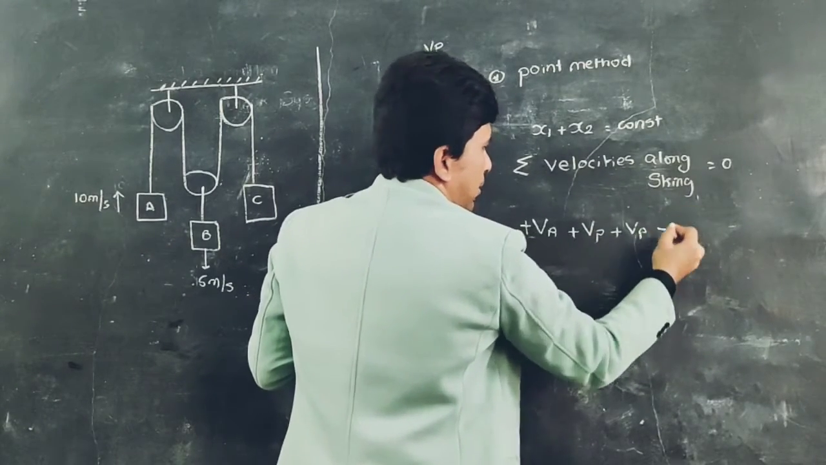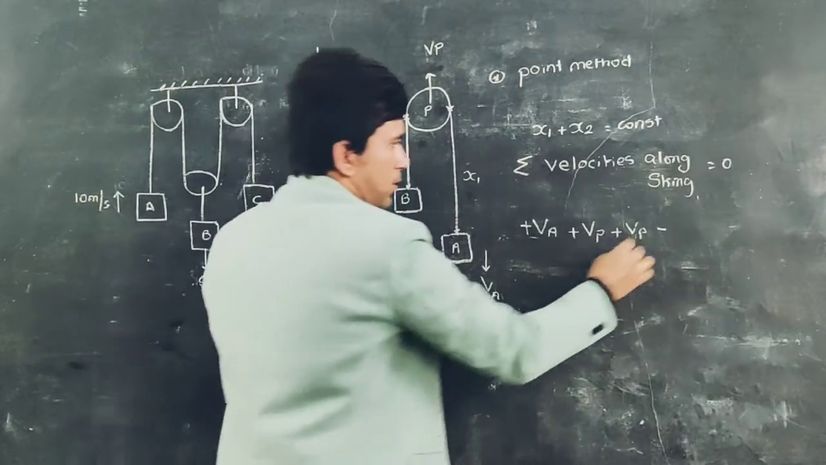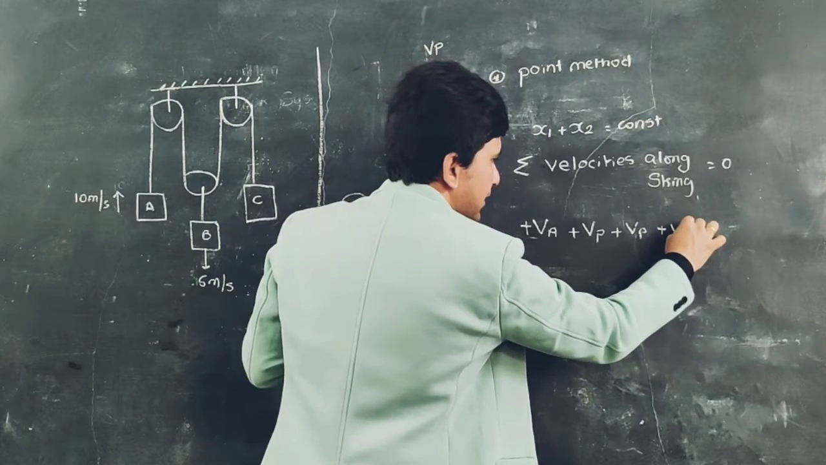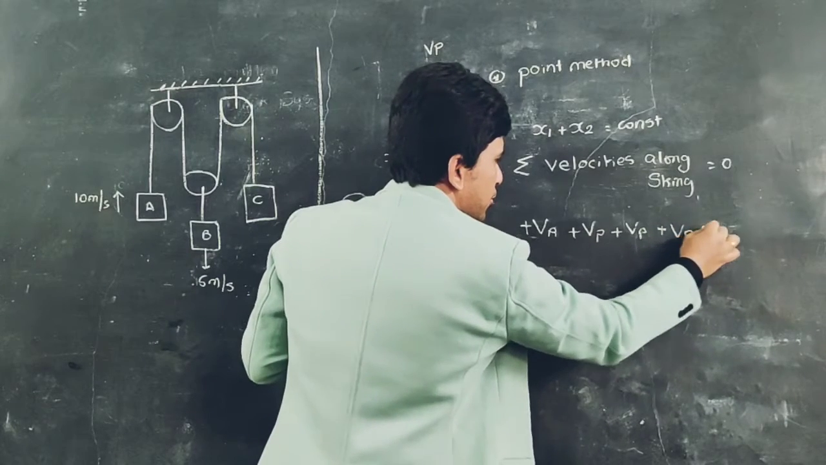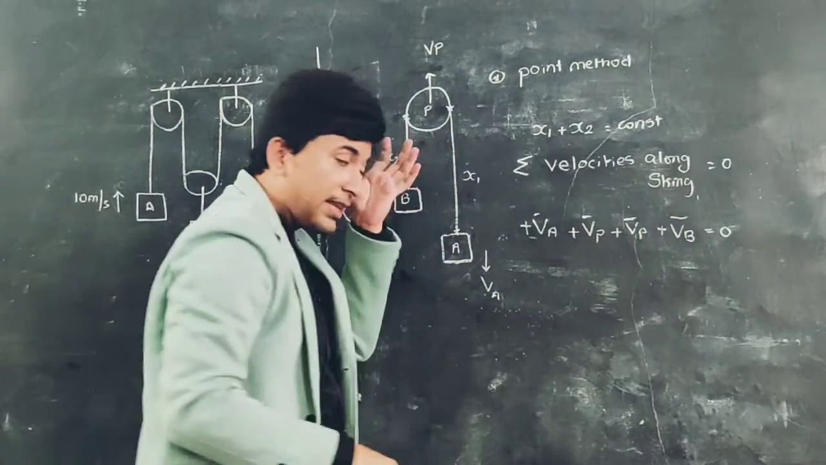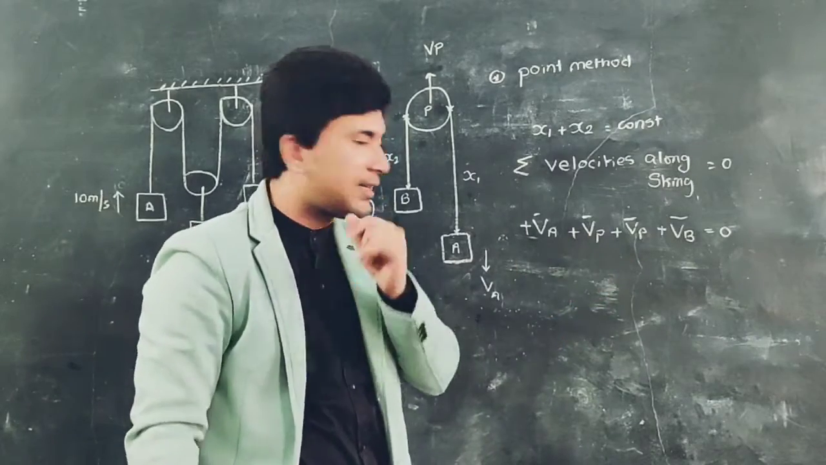You write down whether it is trying to increase or decrease, also you don't know. So you just keep plus. The answer will automatically check whether it is plus or minus. Should be equal to 0. This all should be taken care with the directions. If it is trying to increase the length, then positive. If it is trying to decrease the length, it is negative.